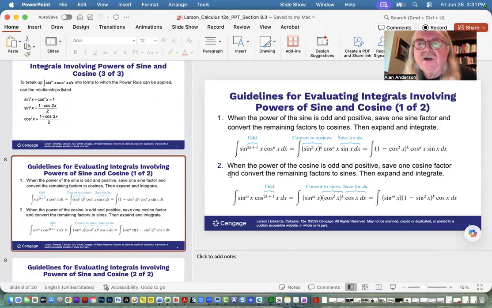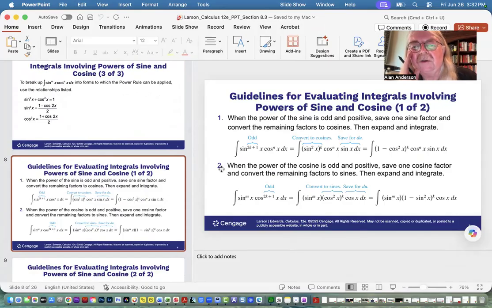So here is a chart that will help us figure out what to do in these different cases. Ultimately, our decision comes down to the exponent of the sine versus the cosine. As you can see, in the first case, as long as the sine's exponent is odd, we can do the following. You can see what we're doing.